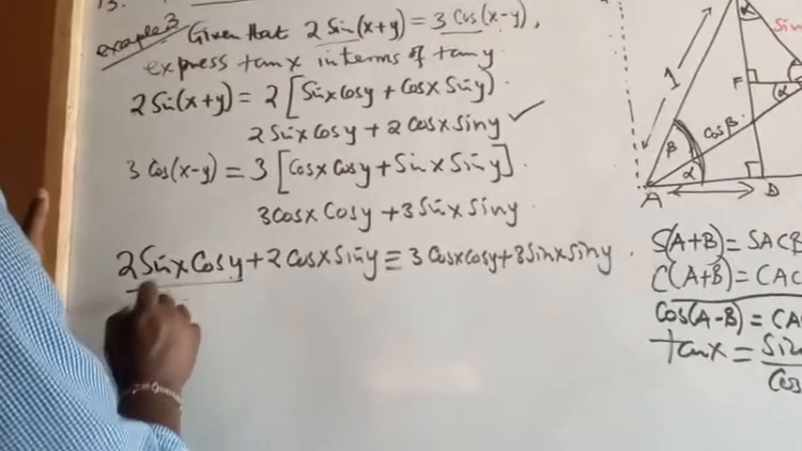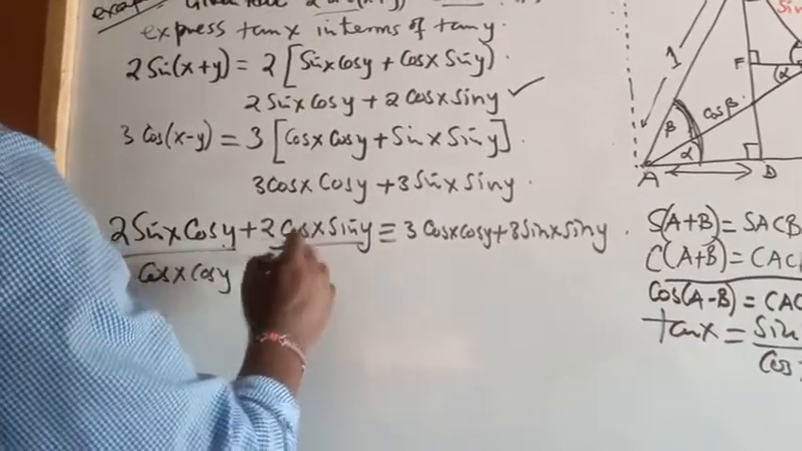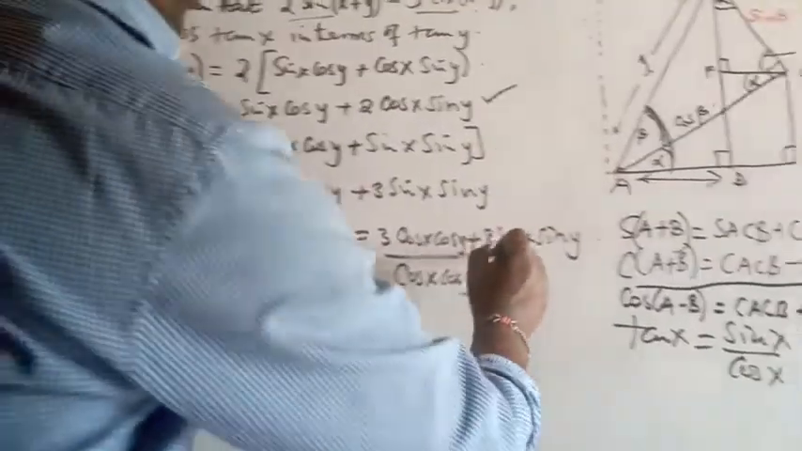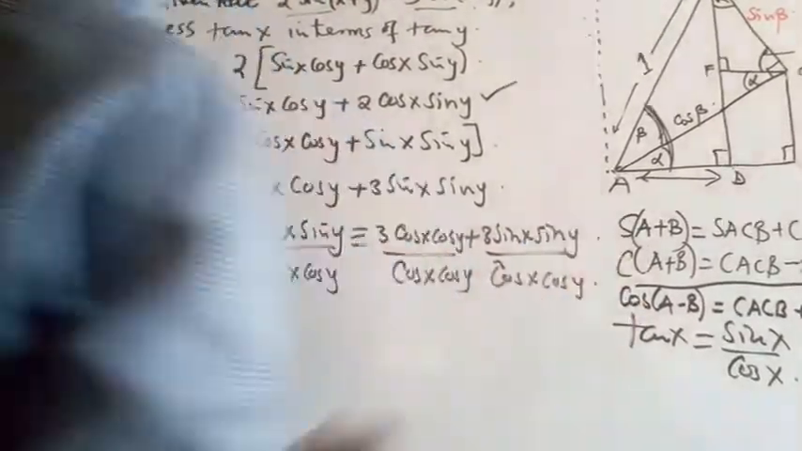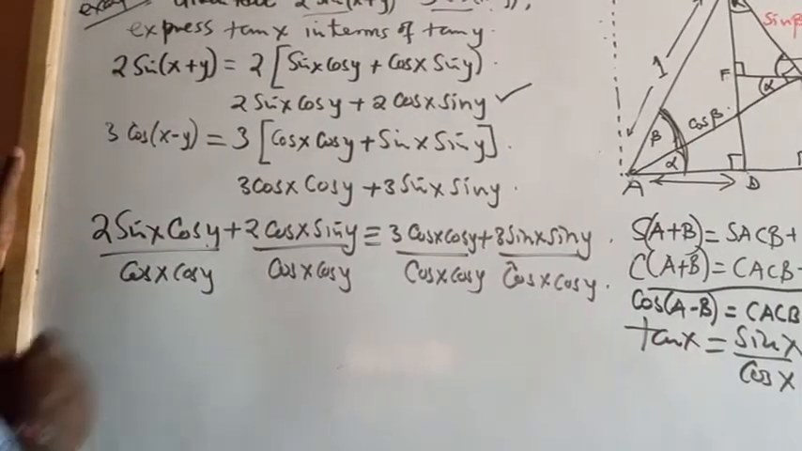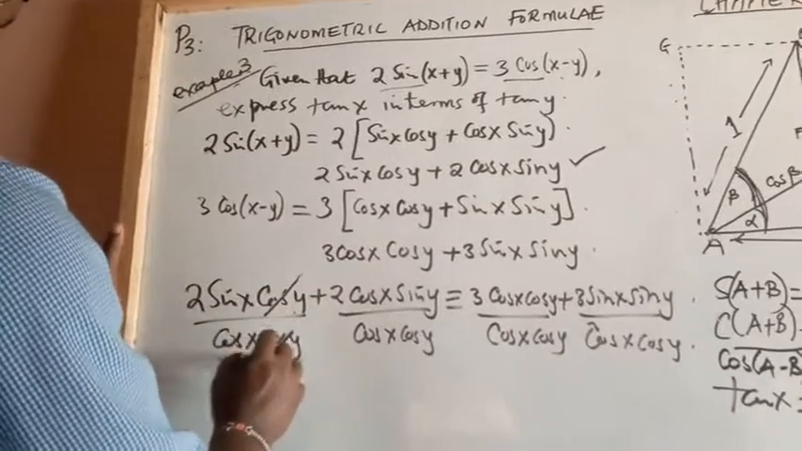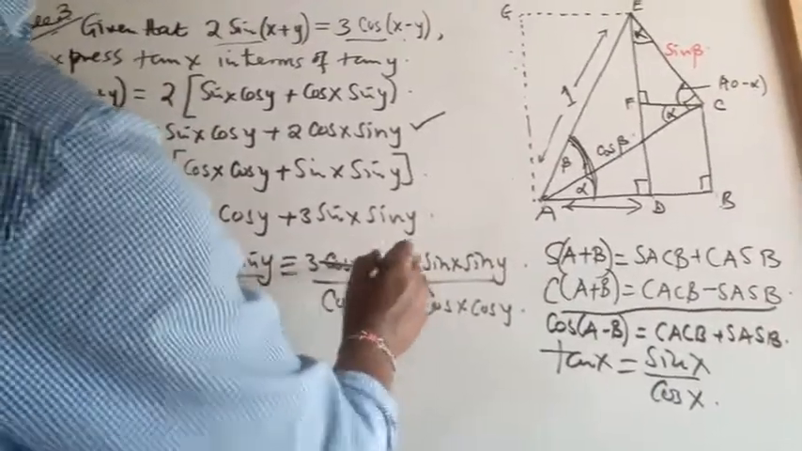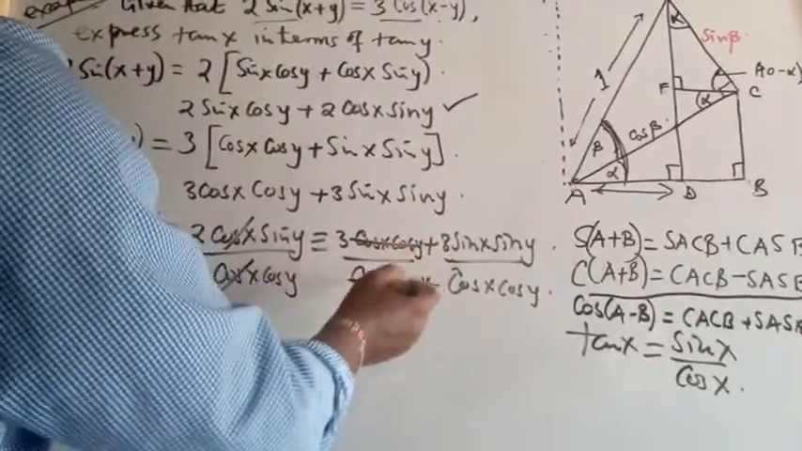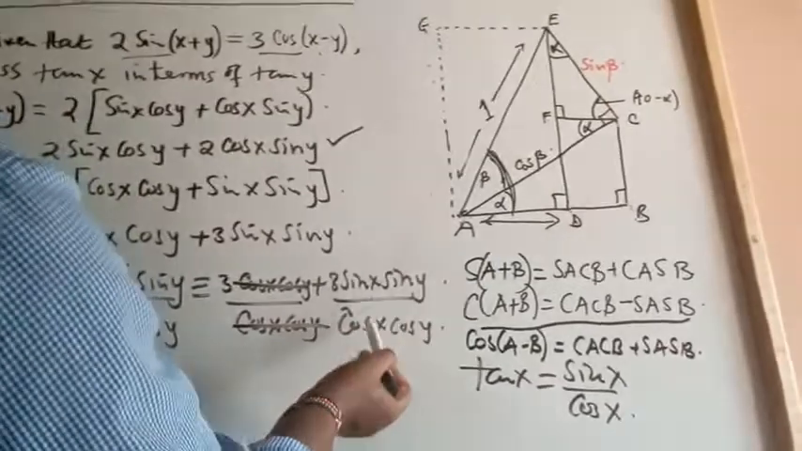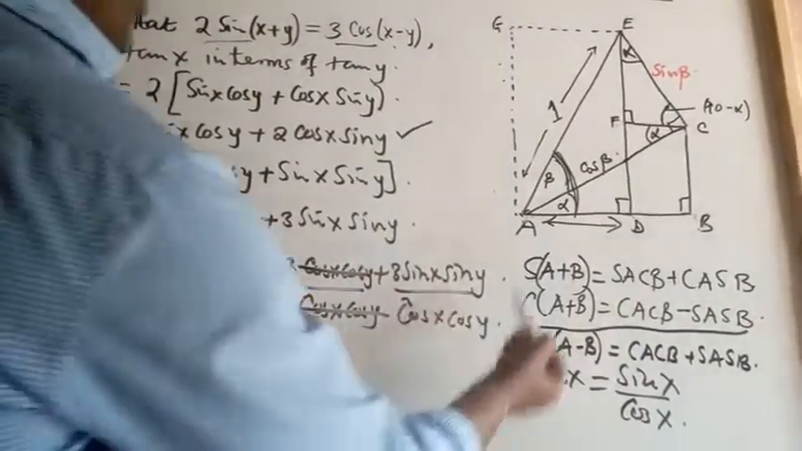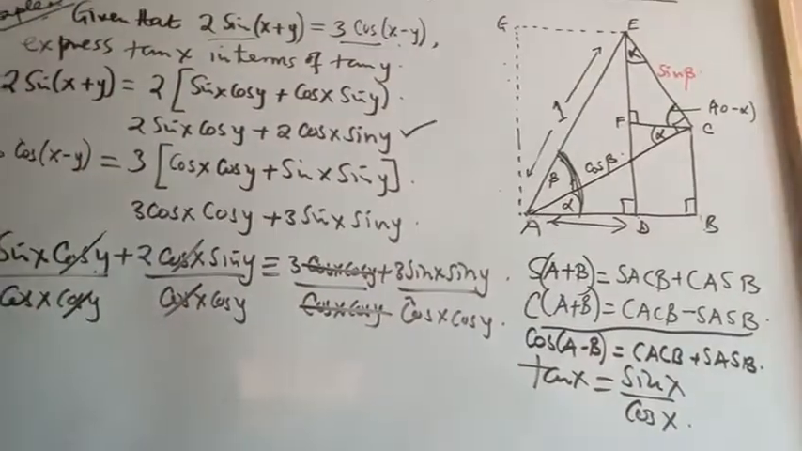What does this mean? Each term is over cos x cos y. This way, we are able to cancel out cos x cos y over cos x cos y in the terms, because cos x cos y over cos x cos y is 1, and we are able to have sin x over cos x as tan x, and sin y over cos y as tan y. We are not going to cancel out anything in the last term, but we are very sure we are going to have tan x tan y.